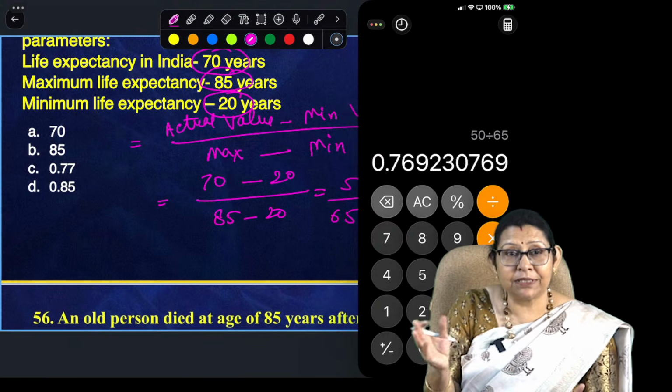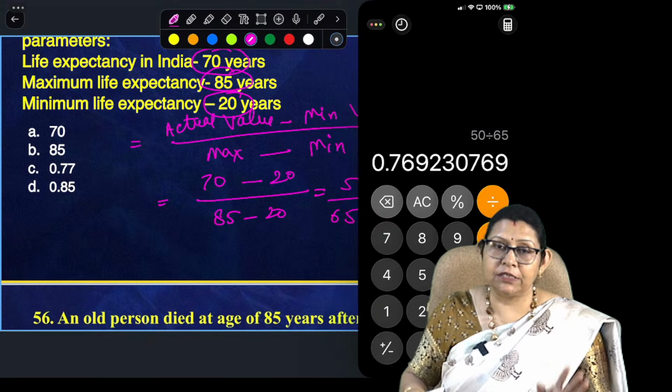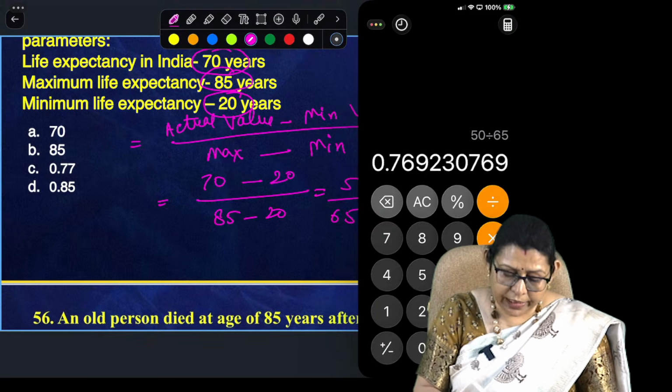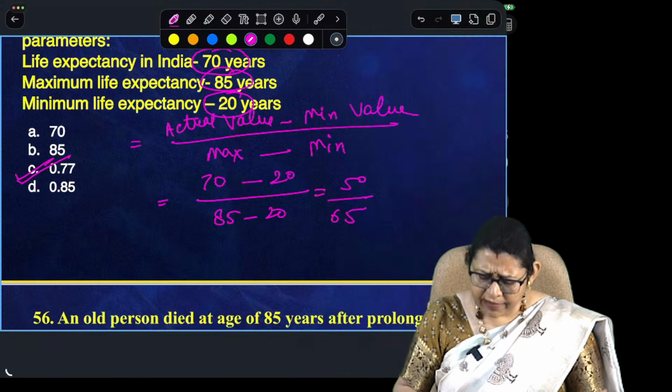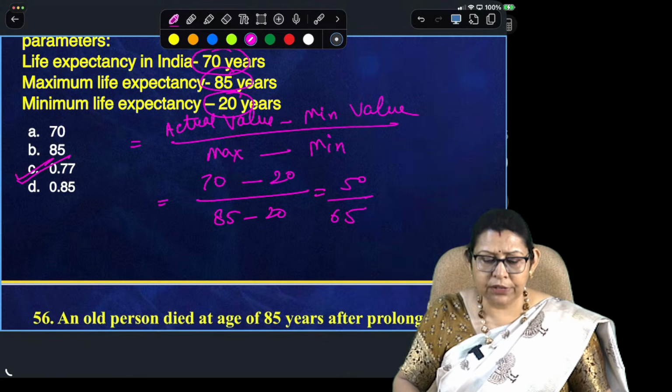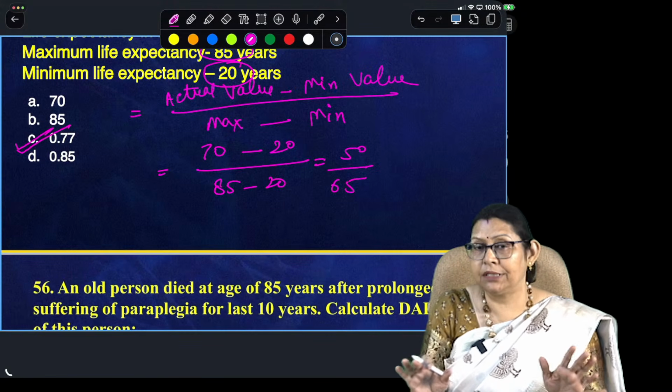Okay. Now here it will not be in percentage, because for HDI we know the range is 0 to 1. Okay. So the correct answer for this is 0.77. Okay. Again, this is a higher level question, not asked till present in the FMG exam.